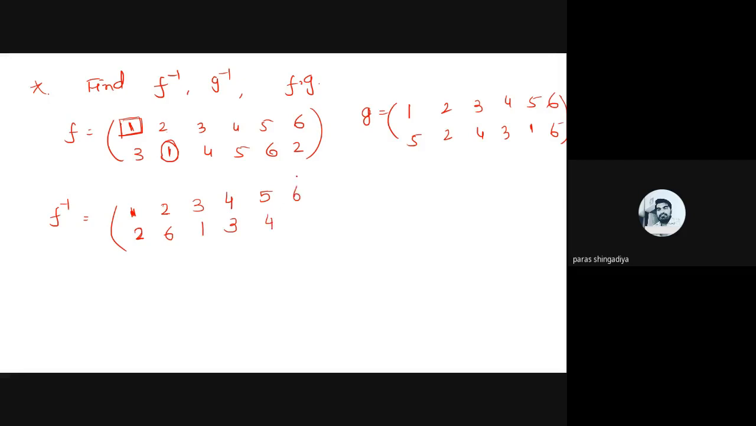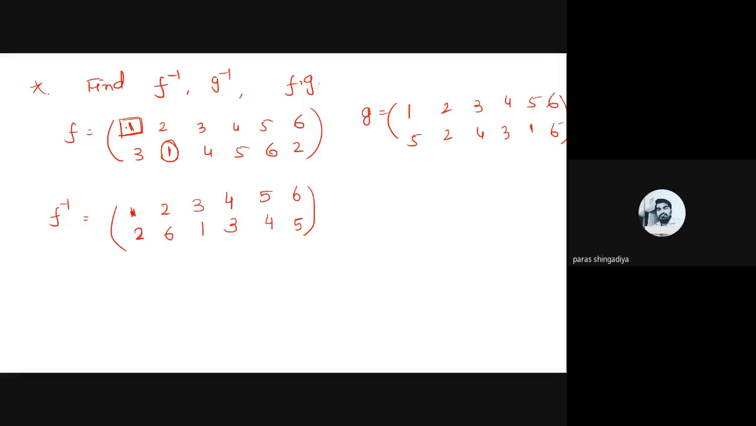And then after 6, so 6 lies in the last second place, and its input value is 5. Clear? So this is the inverse of F. Is it clear how to derive the inverse element, the inverse of the permutation? Is there any confusion? We just check the output value and consider its corresponding input.